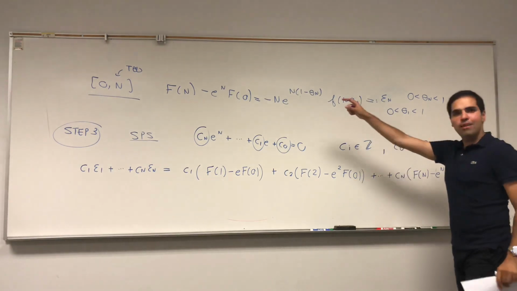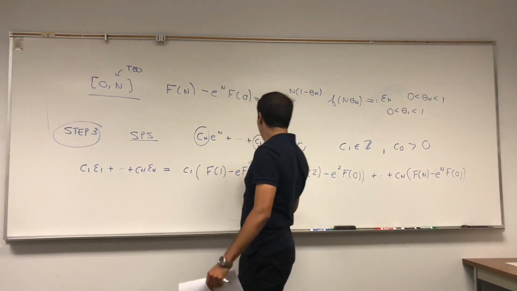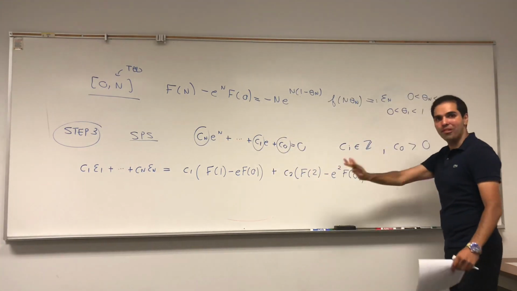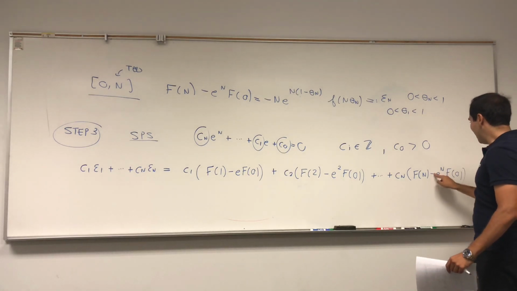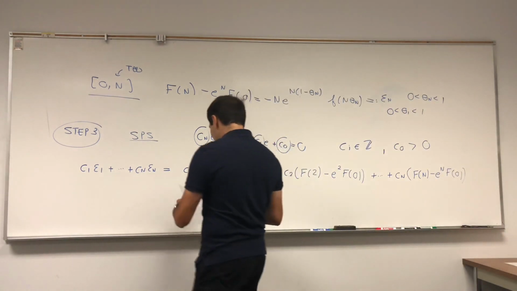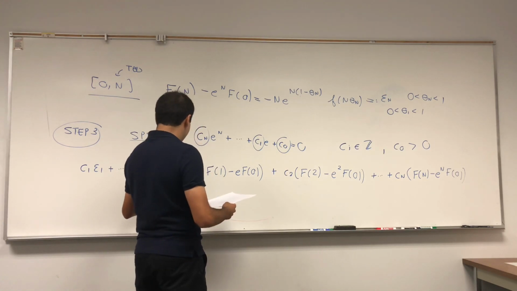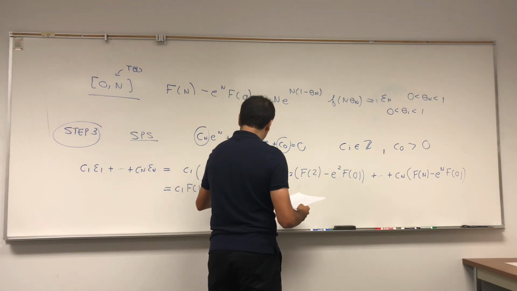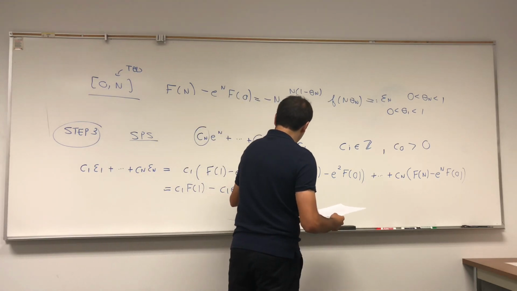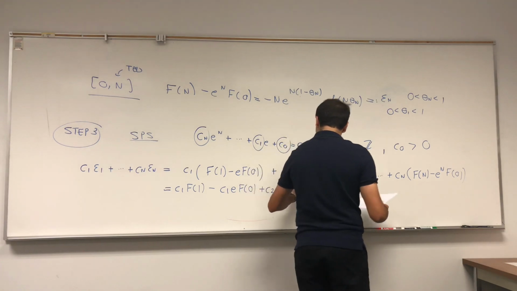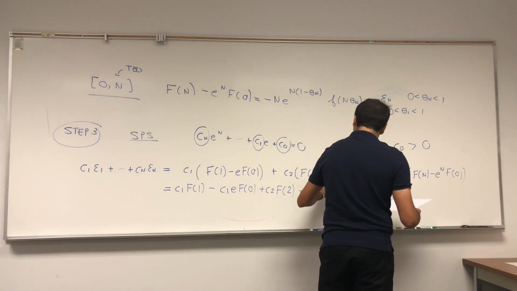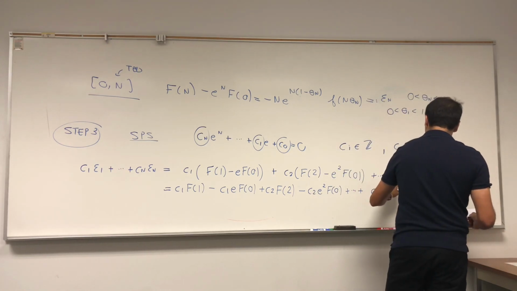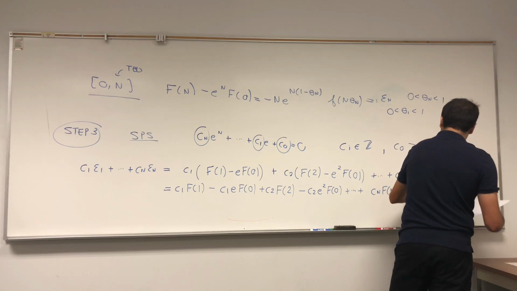And by the way, remember I said n is to be determined. Well, it is determined here because n is just the degree of the polynomial. So it is fixed now. And let's take that now, expand it out. So what we get is C1 f of 1 minus C1e f of 0 plus C2 f of 2 minus C2e squared f of 0 plus blah blah blah plus Cn f of n minus Cn e to the n f of 0.